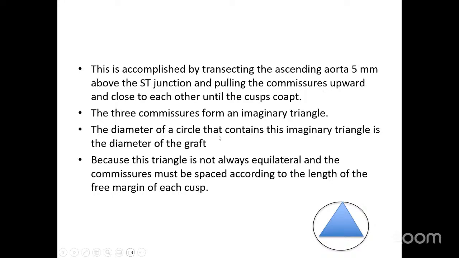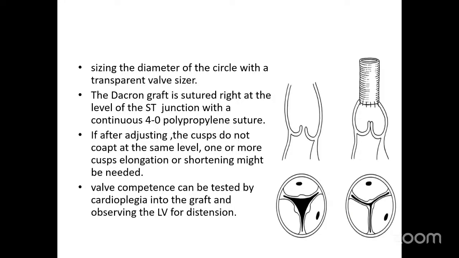The diameter of the circle that contains this imaginary triangle is the diameter of the graft, because this triangle is not always equilateral, and the commissures must be spaced according to the length of the free margin of each cusp. So sizing the diameter of the circle with a transparent valve sizer is important. The Dacron graft is sutured right at the level of the sinotubular junction here with a continuous 4-0 polypropylene suture.